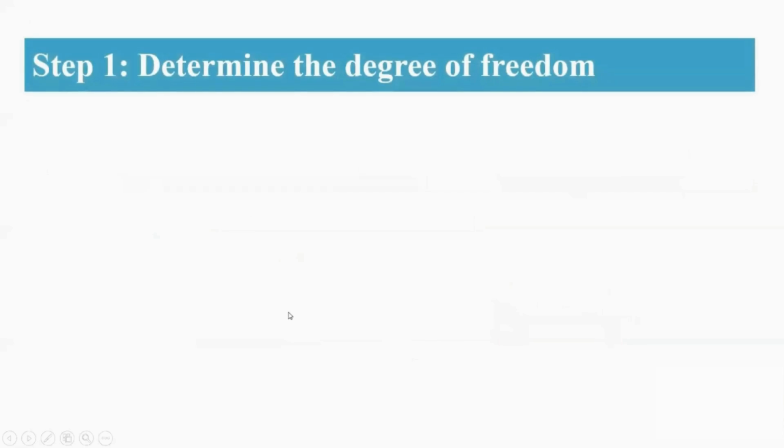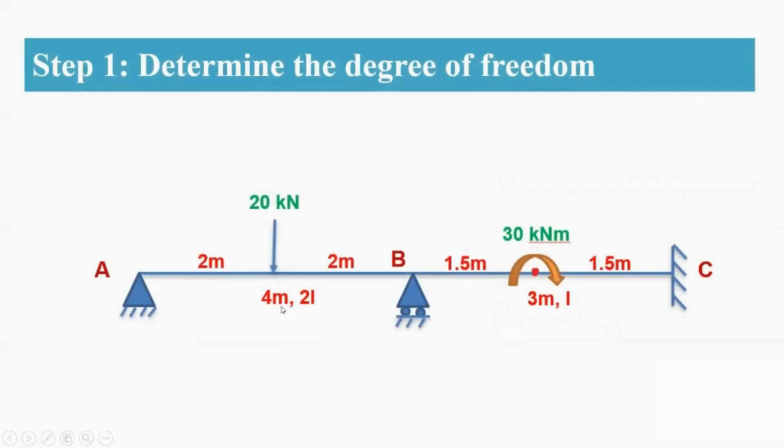And then coming to the next step, here you are going to determine the degree of freedom. So here you can see that at A support, it is a hinge support. And B also, it is a roller support. And at C, it is a fixed support.